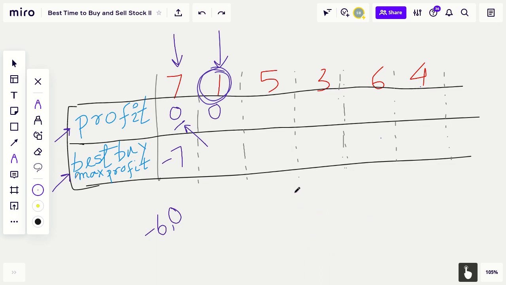So obviously I'm going to put -1 here. Why? Because between -1 and -7, -1 is more.